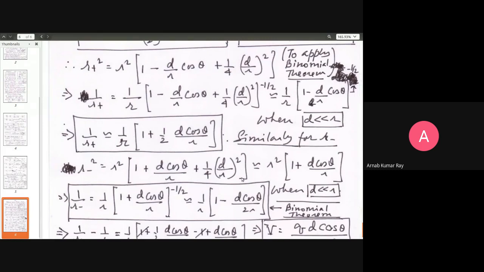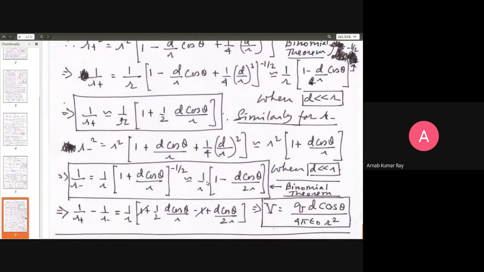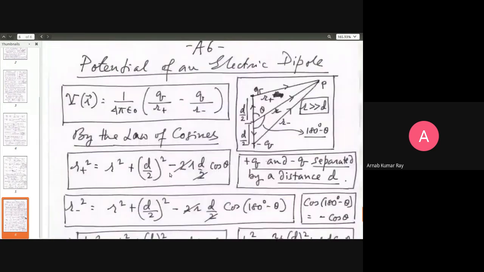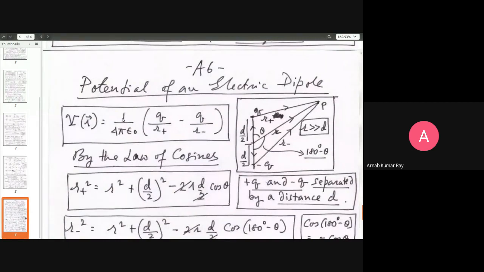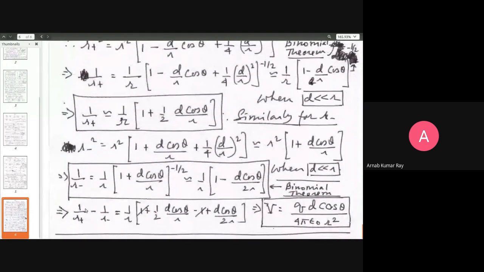So 1 by r minus is equal to 1 by r into 1 plus d cos theta by r raised to minus half. And then this into this will give you 1 by r into 1 minus 1 by 2 d cos theta by r. This is the binomial theorem when you have d very much less than r. Okay, so you have got this 1 by r plus and 1 by r minus here. So q by 4 pi epsilon naught into 1 by r plus minus 1 by r minus, you have these two things.